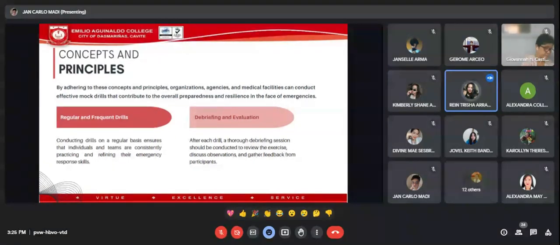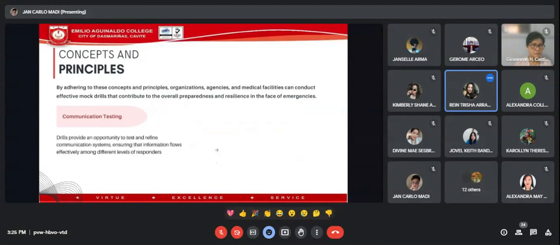Next slide po. For the communication testing, drills provide opportunity to test and refine communication systems, ensuring that information flows effectively among different level of responders. So dito naman po, hindi na lang sa institution mismo manggagaling and kailangan po kagaya ng mga LGU, informed din sila sa mga iba't ibang agencies kung paano yung mga gagawin kung sakaling may mangyaring mga disaster po. Next slide po.